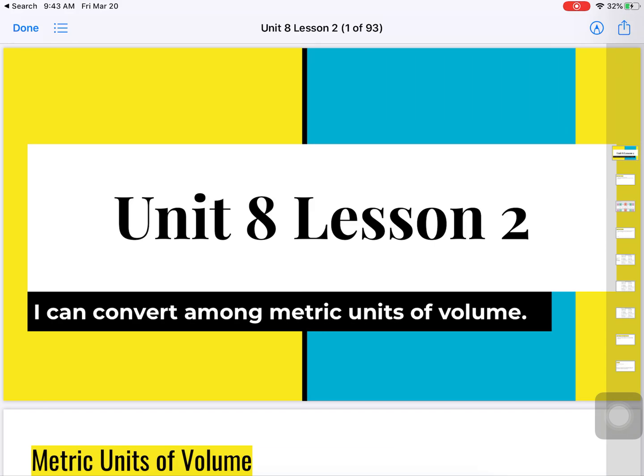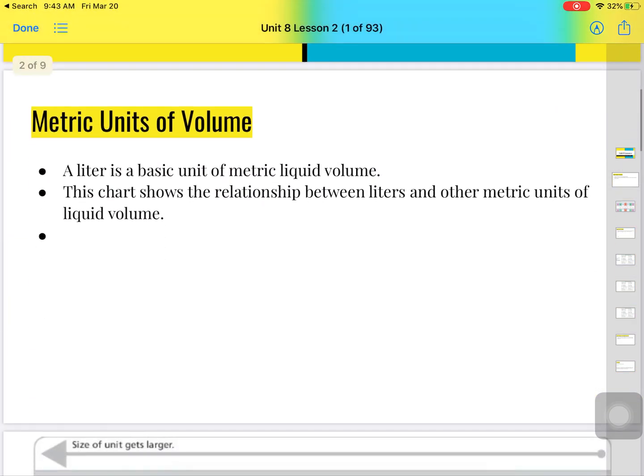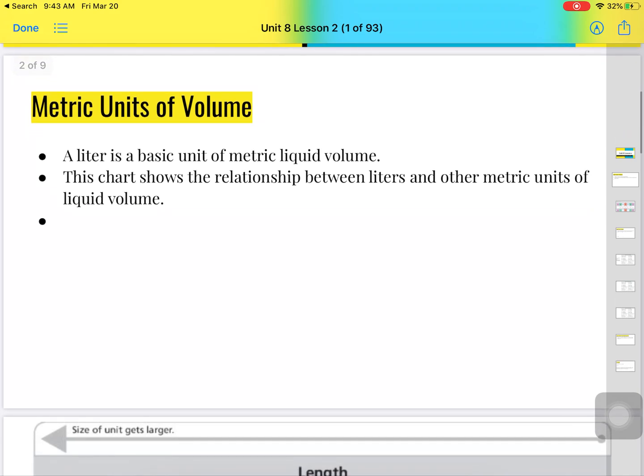Today we're looking at Unit 8, Lesson 2. I can convert among metric units of volume. So nothing's going to change from yesterday's lesson except for the fact that we're looking at liquid volume rather than length. So metric units, a liter is the basic unit of metric liquid. So just like the meter was the basic unit for length, a liter is the basic unit for volume.